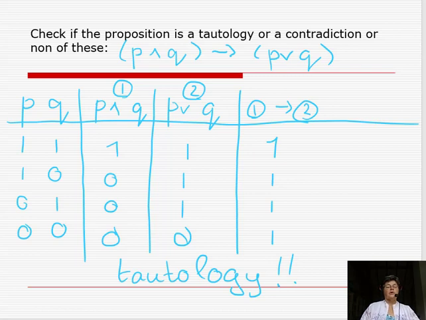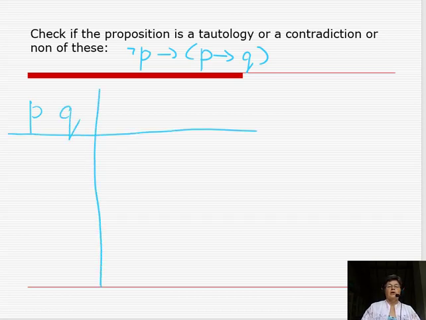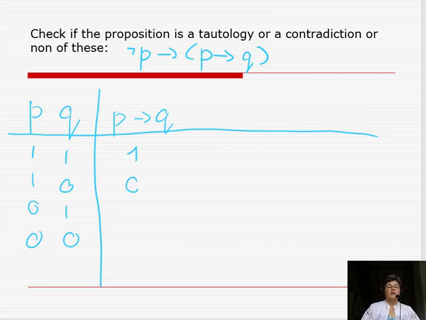Let's try another exercise. Not P implies Q. Okay, looks very difficult, but let's just make a truth table. So again, we work with 2 propositions: 1, 1, 0, 0, 1, 0, 1, 0. We start with P implies Q. P implies Q is 1, 0, 1, 1.